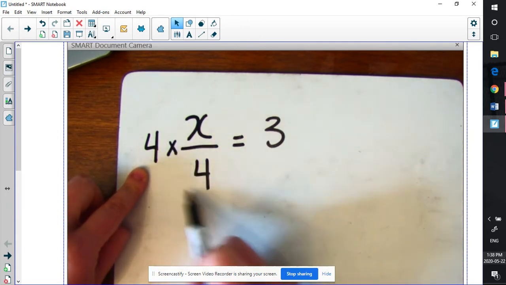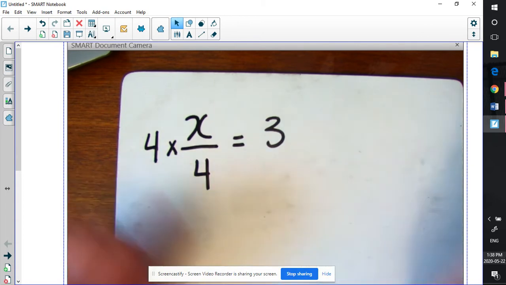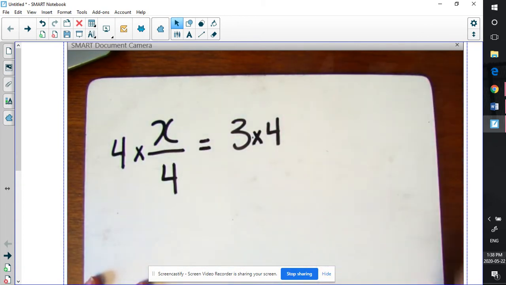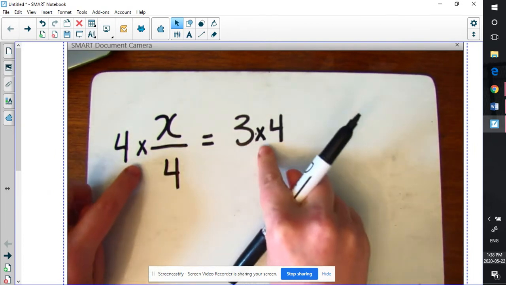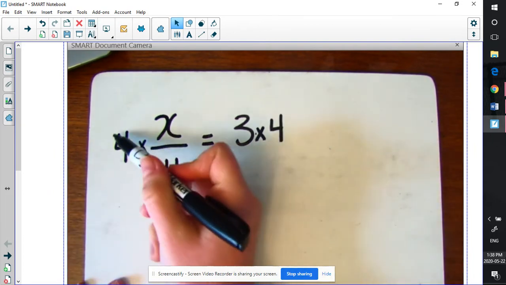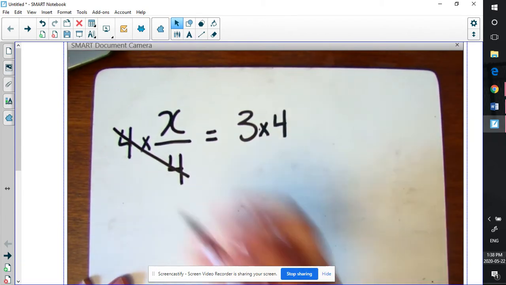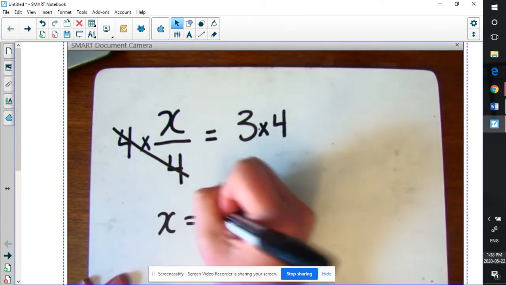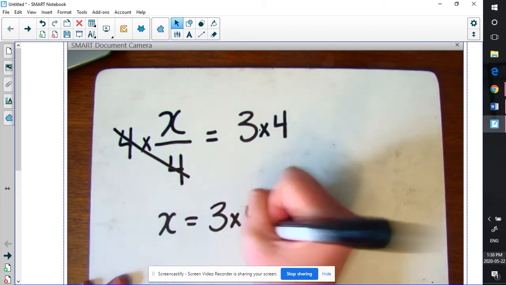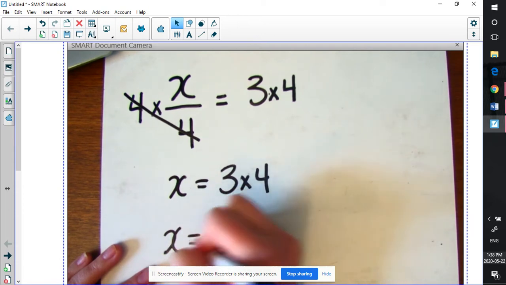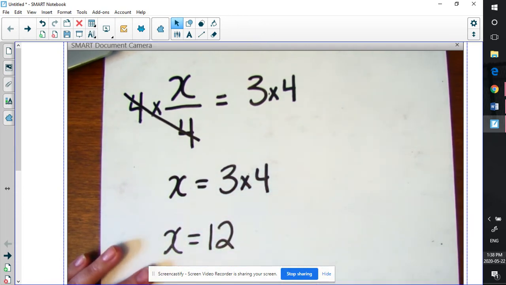Now, whatever I do to one side of my equal sign, I have to do to the other side. So then I'm going to write times 4. So you write it just like this, on the edges. Now these 4s actually cancel each other out. So what I have left is x equals 3 times 4. What's 3 times 4? It's 12. So your answer is x equals 12.